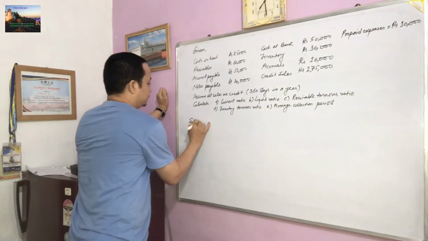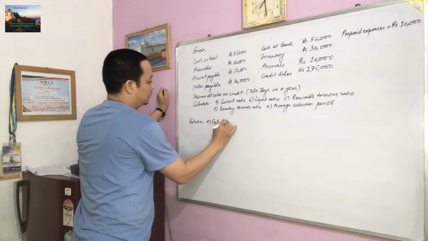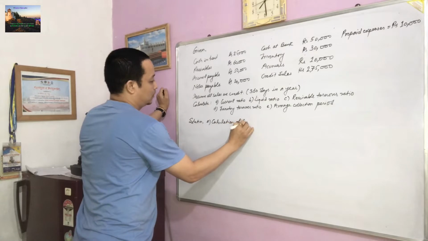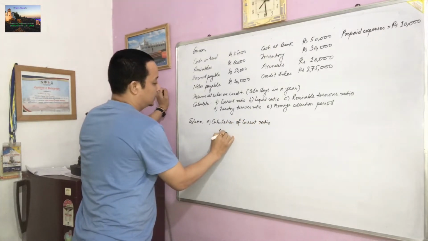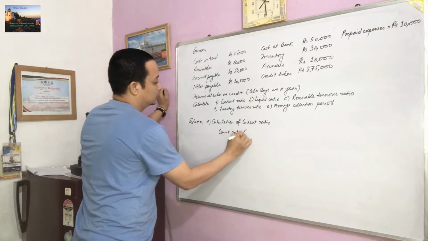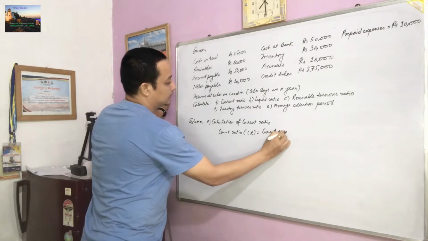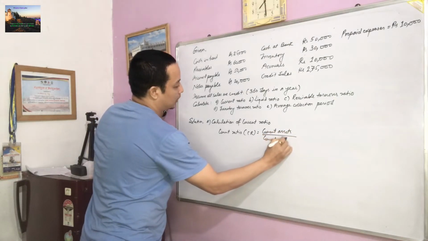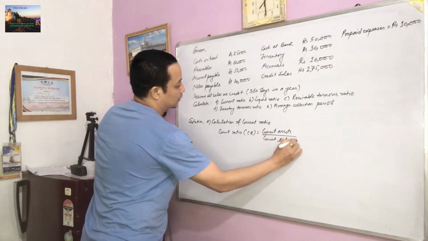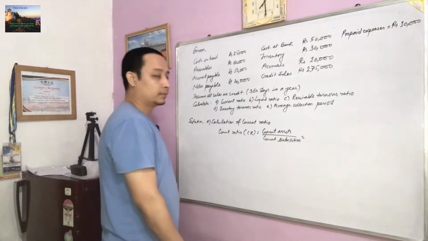Solution. A. Calculation of current ratio. So current ratio, CR, equal to current assets upon current liabilities. So your current asset, you have to find the value of current asset here.